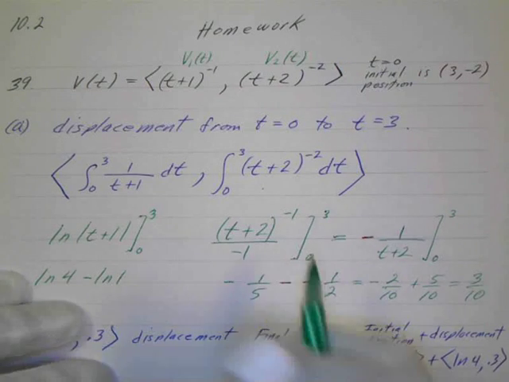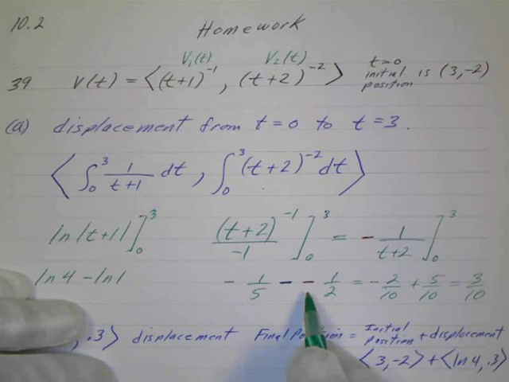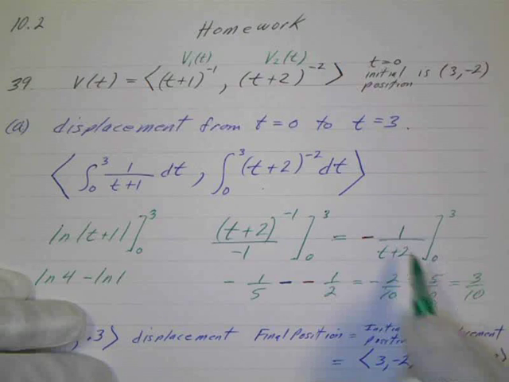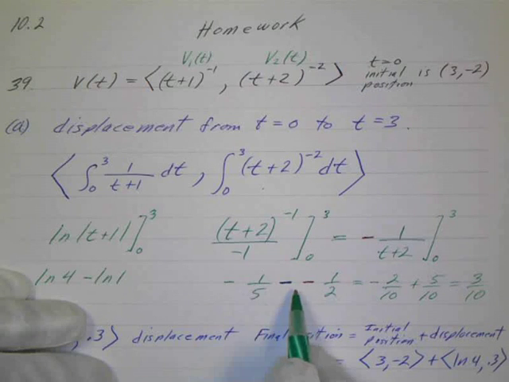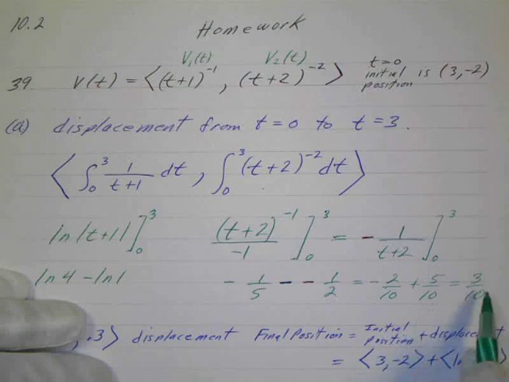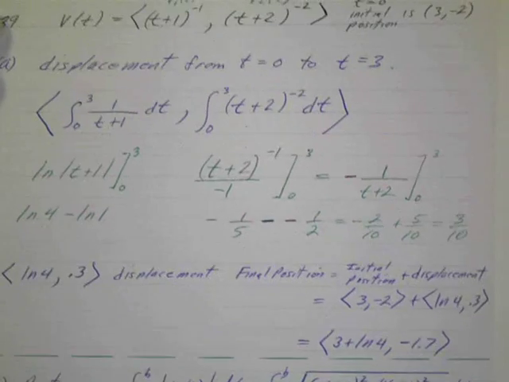This will be the F of b, so this negative sign goes here. If I put 0 in here, I get 1 over 0 plus 2, which is 1/2. So that's this minus sign here. Negative times the negative is a positive, so I put these in tenths: -2/10 and +5/10, which is just +3/10, or 0.3. So there's your displacement.